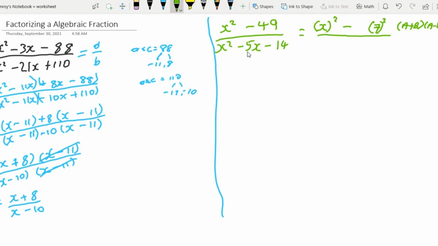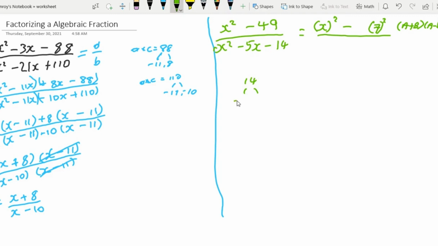At the bottom now, we have to multiply a times c, which is -14, and we need two factors of 14 that when we add them, we will get a negative 5, and when we multiply them, we will get 14.